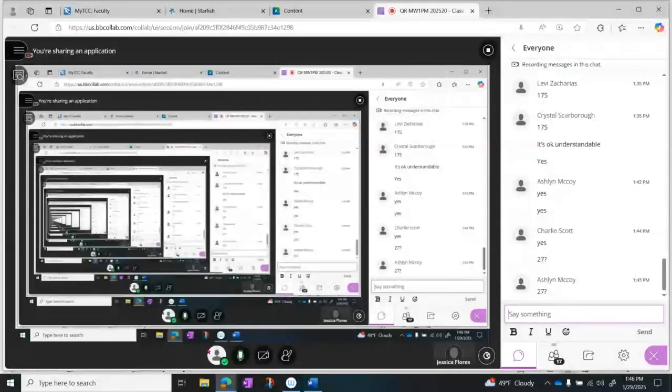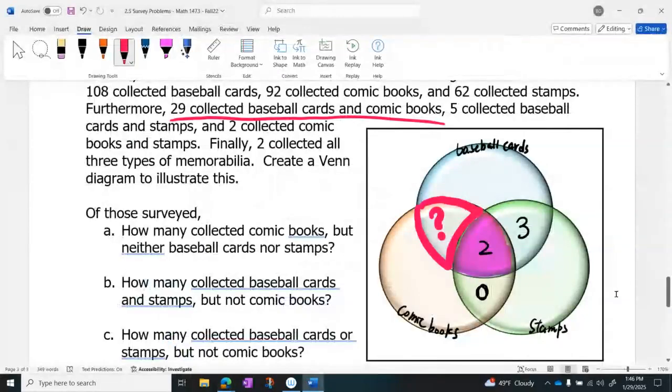Awesome. Yes, it is 27. Correct. Why is it 27? Similar to earlier, right? The question says 29 collected baseball cards and comic books. So we should have 29 people in this shaded region, in this red region, the football shape I highlighted. 29 people, but we already have 2 people in the center. So 29 minus 2 is 27. We have 27 in that paddle.